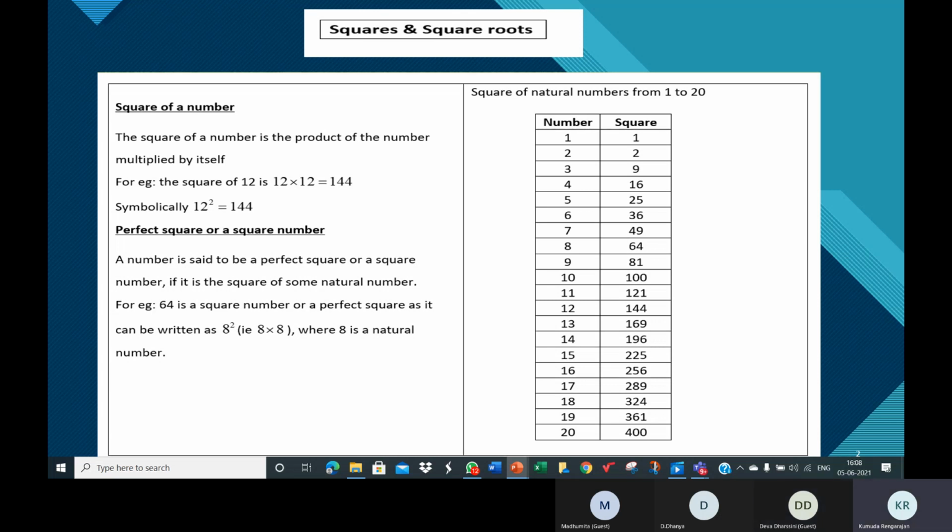So today we are starting a new chapter, squares and square roots. I'll give you 2 minutes. Just read the content on the screen. You don't have to write anything now, children. Take a screenshot. You can write it later, not now during the class, as we always do.